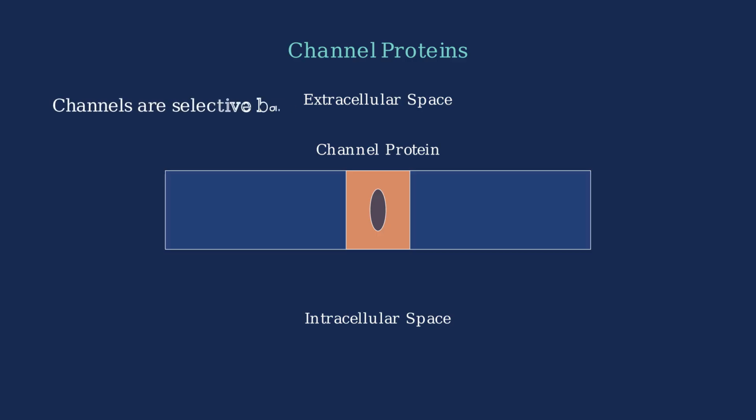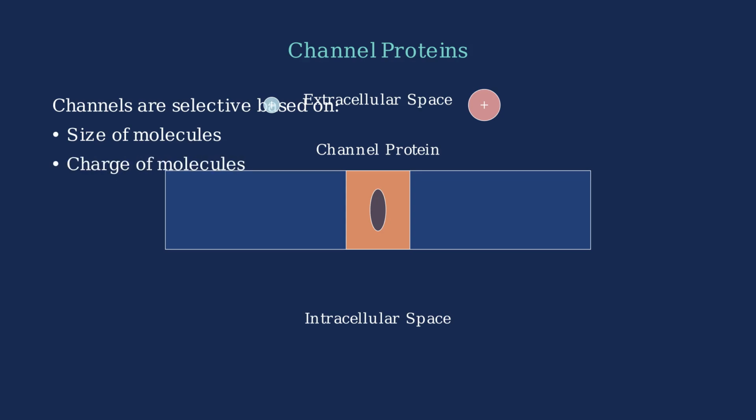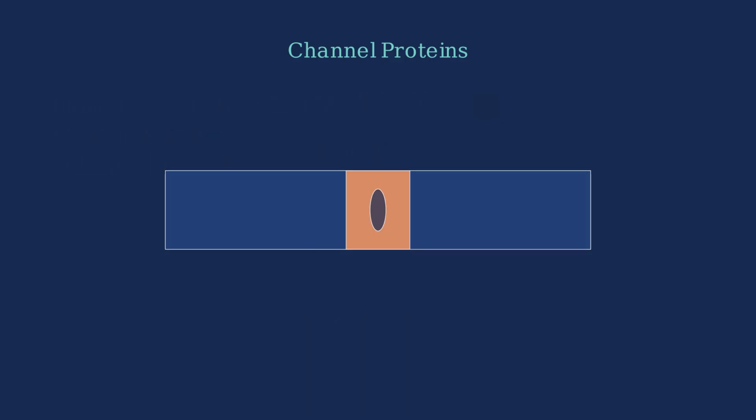Channel proteins are highly selective, allowing only specific types of molecules to pass through. This selectivity is based primarily on the size of the molecules. Small molecules can pass through, while larger ones cannot. Additionally, many channels are selective based on the electrical charge of molecules. Let's look at two important examples of channel proteins found in cell membranes.